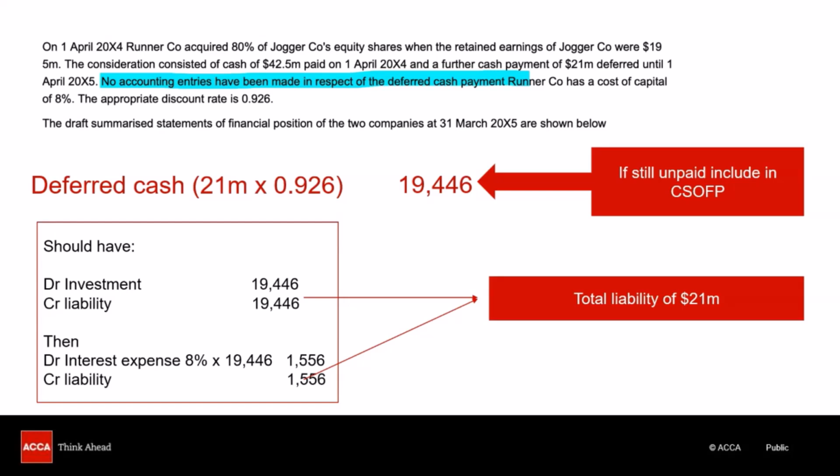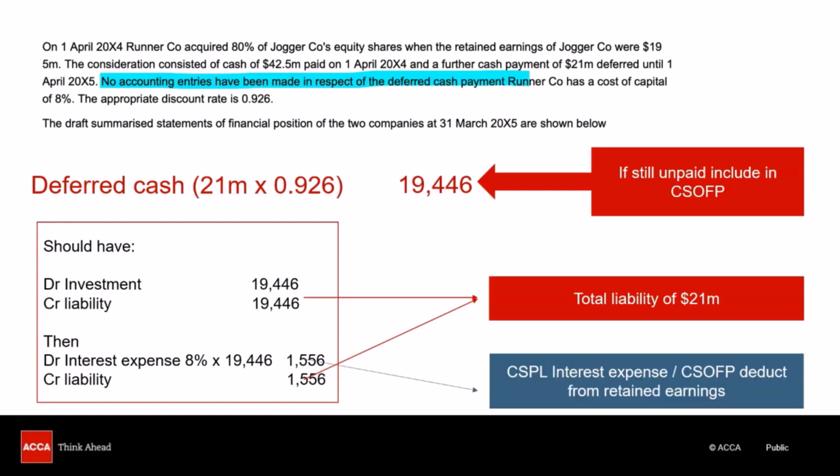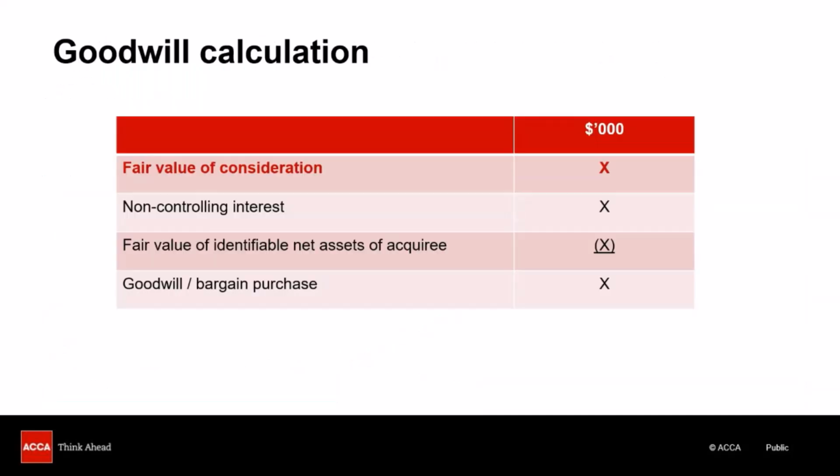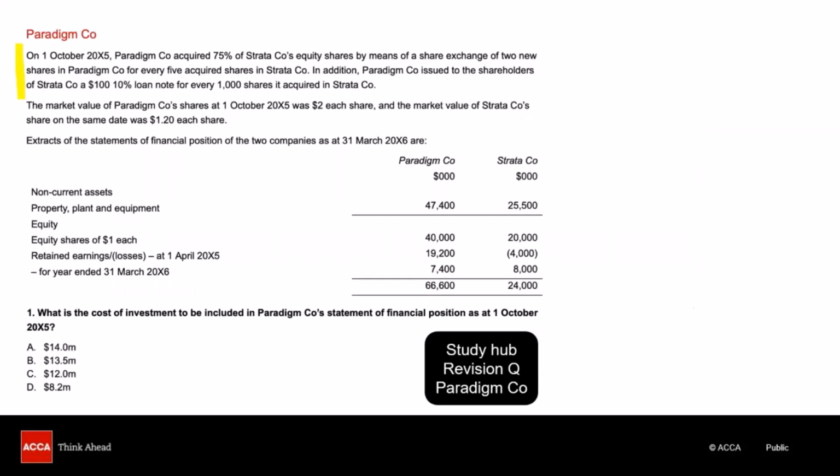Now, these constitute the total liability of 21 million. What I was mentioning earlier, that after the unwinding, the liability is going to come back to the actual value from which we have calculated the present value. The expense is going to go in the consolidated statement of profit or loss, and as per the format of IFRS 18, it is going to be subtracted after the profit before financing and income taxes. Once this has been subtracted, then we reach the figure of profit before income taxes. Now, in the goodwill calculation, we've covered the fair value of consideration part.